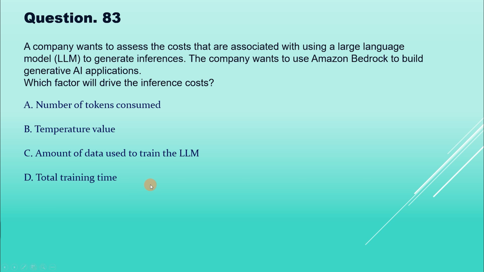And the correct answer here will be option A, number of tokens consumed. Because the more tokens used, the higher the cost, and all others affect the training cost, not the inference cost. Like this, temperature value, the amount of data used to train the LLM and the total training time will all impact the total training cost, not the inference cost. Inference cost will be impacted by number of tokens consumed. So option A is correct here.